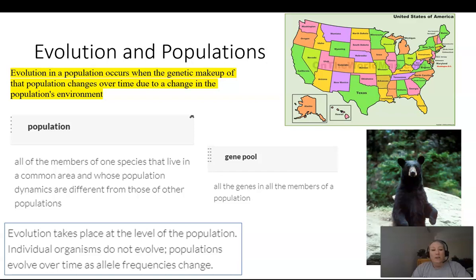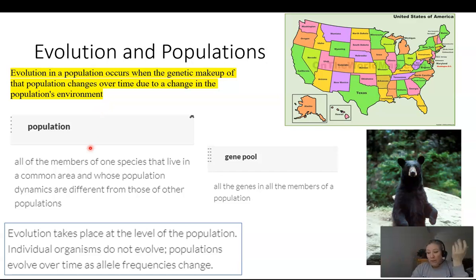So if you look here, let me get my laser pointer. Evolution in a population occurs when the genetic makeup of that population changes over time due to a change in the population's environment. Okay, so the environment changes, the individuals in the population have to adapt, and so natural selection acts on those individuals, and then of course the population will change over time.